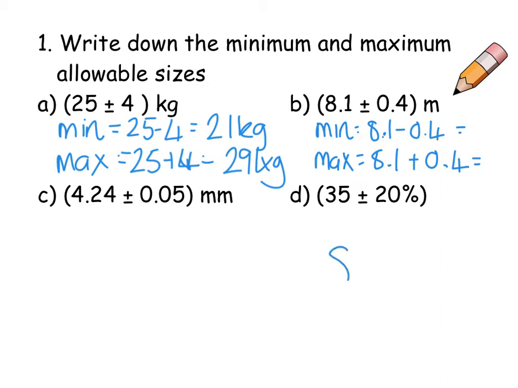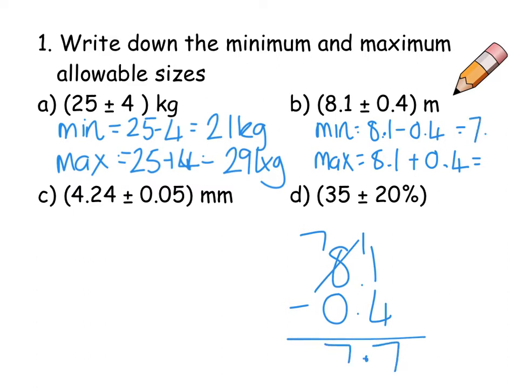The alternative is you come down to the side and do a wee take away sum like that. Borrow from the 8, that becomes 7, 11 take away 4 is 7, 7 take away 0 is 7. So the minimum here would be 7.7, and the maximum would be adding on the 0.4, so that one would be 8.5. And I know most of you will be able to do that in your head because it's just adding the 1 and the 4 on.